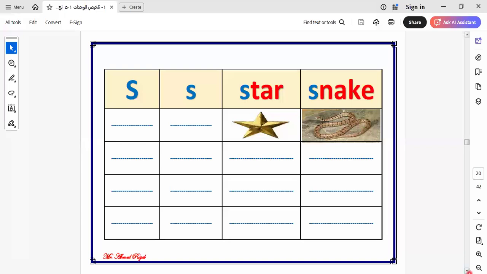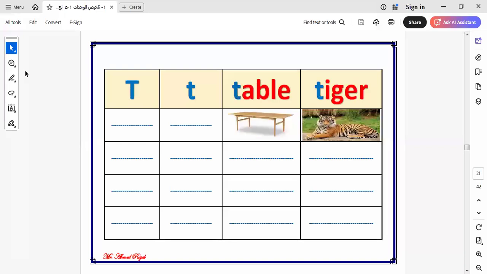Okay. It would be capital T and small t for table and tiger. It will be table and tiger. Let's go to another one.